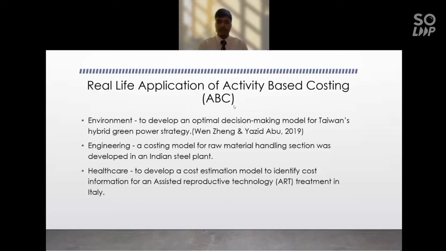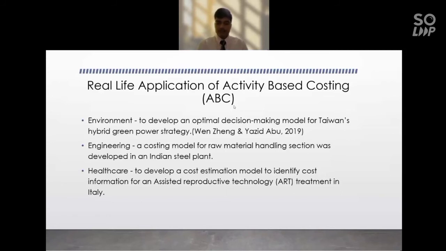For engineering, a costing model for the raw material handling section was developed based on the concept of ABC in an Indian steel plant. The main problem was that the steel plant lacked accurate cost information to support their managerial decisions. This situation led the steel plant to operate with inefficient activities and resources. The results obtained from this model were that all the activities are clearly defined and operate with efficient resources. The steel plant was able to minimize manufacturing costs with efficient resource planning.